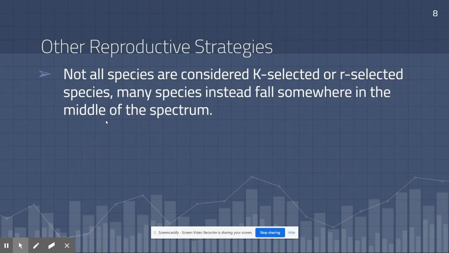One important thing to keep in mind is, although we talk about both K-selected and R-selected species, not all species are considered strictly K-selected or R-selected. So many species instead fall somewhere in the middle of the spectrum, where they might have some characteristics of K-selected species, but they might also possess some characteristics of those R-selected species. So it's important to understand those main characteristics, those main differences between both K and R-selected species, because those species can have their own unique impacts on an ecosystem.